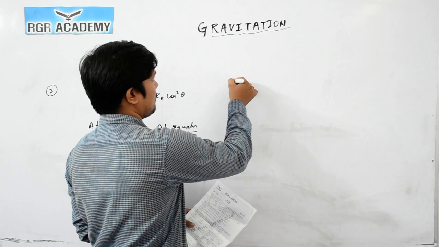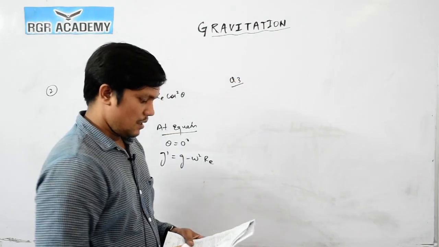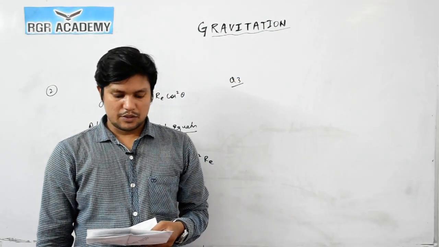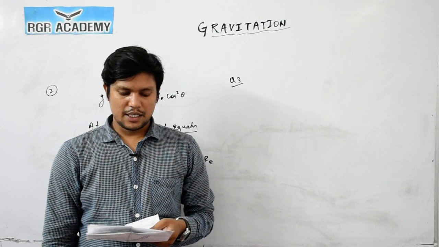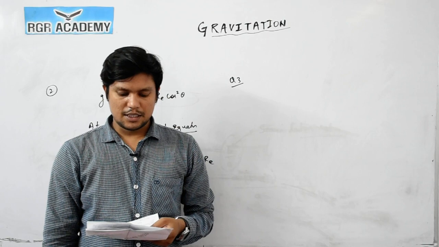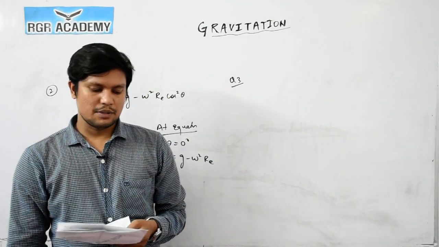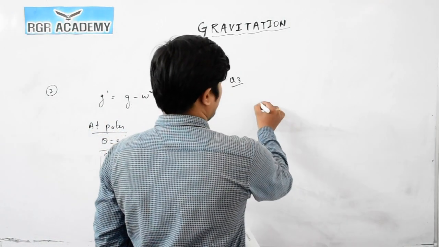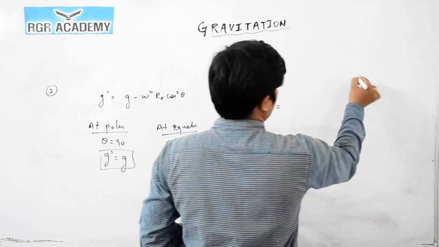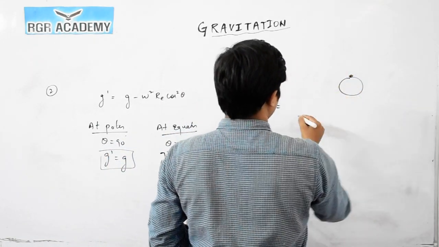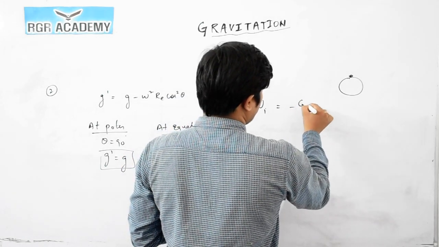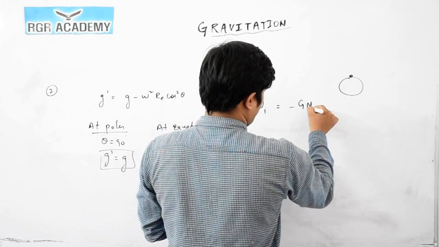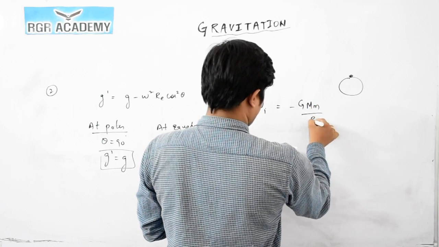Now question number 3. A body of mass m is placed on the earth's surface. It is taken from the earth's surface to a height 3R. The change in the gravitational potential energy of the body. So initially the object is on the earth. Okay. So U initial we can write as minus G mass of earth into mass of particle by radius of earth.